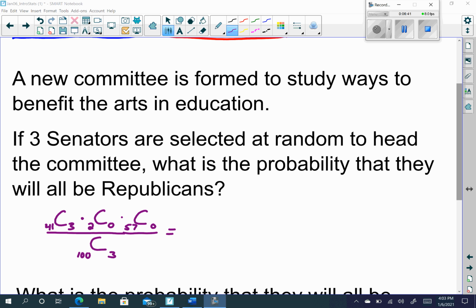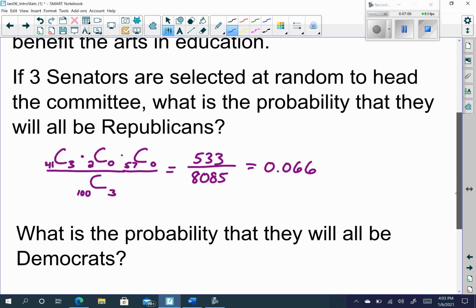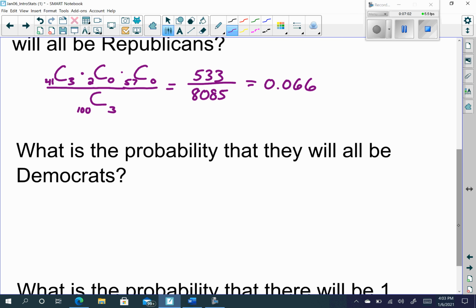All right, so for this, we're getting 533 over 8,085. Now for this, I just want to turn this into a decimal, so roughly about 0.066. So 6.6% chance of this happening. What's the probability that they will all be Democrats?